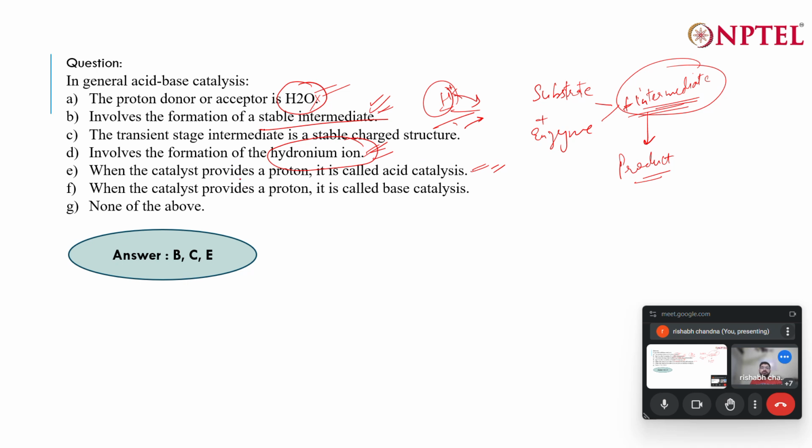Now when the catalyst provides a proton, it is called acid catalysis. Yes, whenever the catalyst being used is providing a proton, in that case it is called an acid catalysis, not the base catalysis. So the correct answer is option B, C, and E. Any doubts in this particular question?